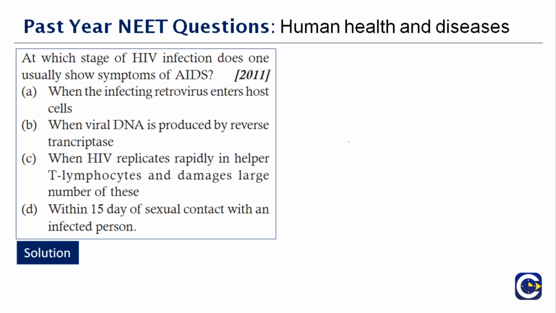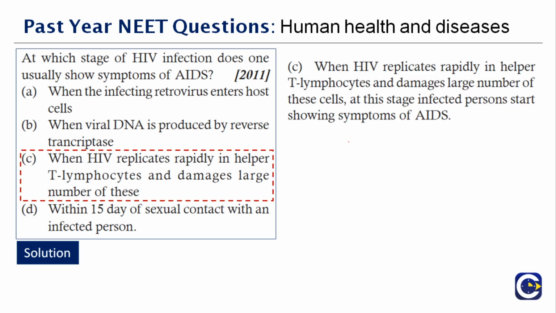Only when the immune system starts to suppress, and that suppression will be highly visible in the person when the T lymphocytes are highly damaged. Therefore, the right answer to this question is option C.